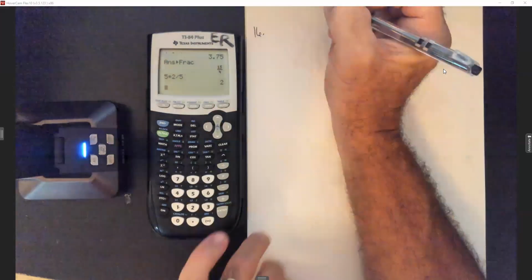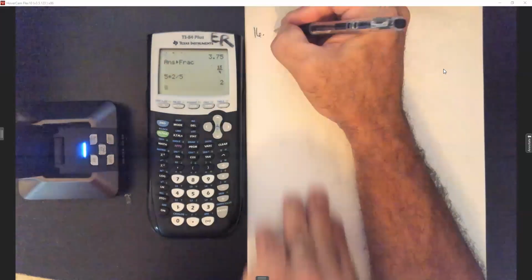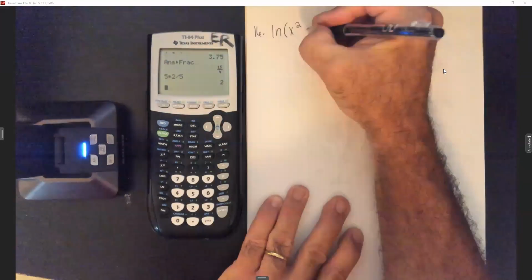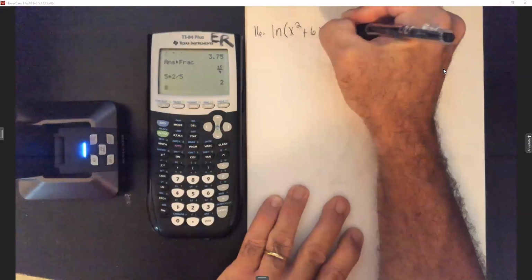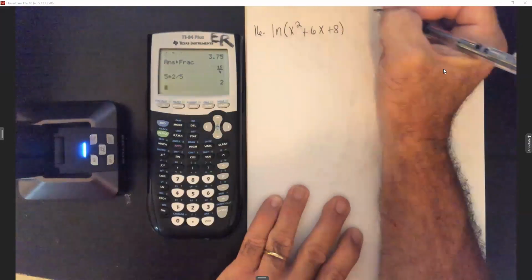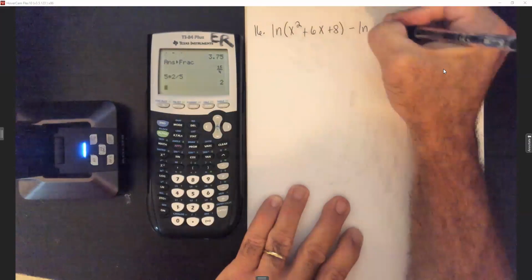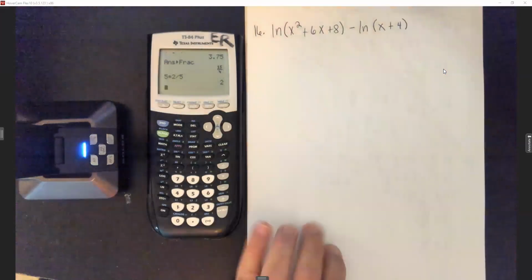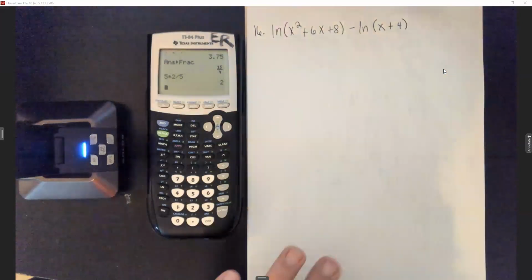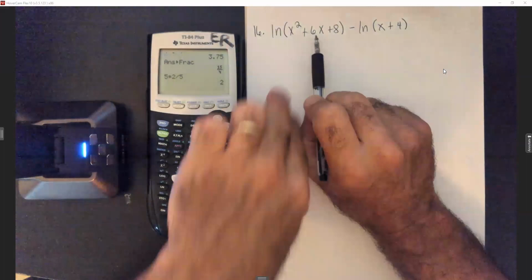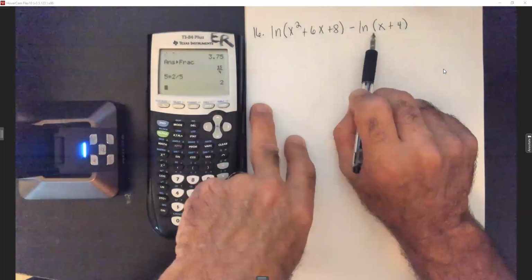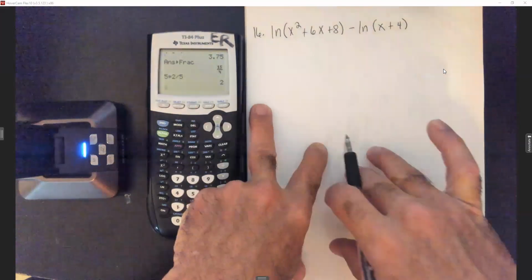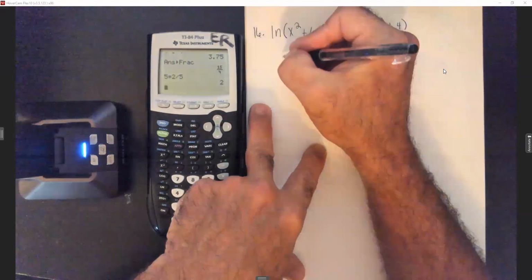All right, y'all, so here we go. ln(x squared plus 6x plus 8) minus ln(x plus 4). So nothing I can do inside either one of these parentheses, so I'm going to rewrite this as a single log. And since this one's being subtracted, it's going to the bottom. So bring out the ln to the front.